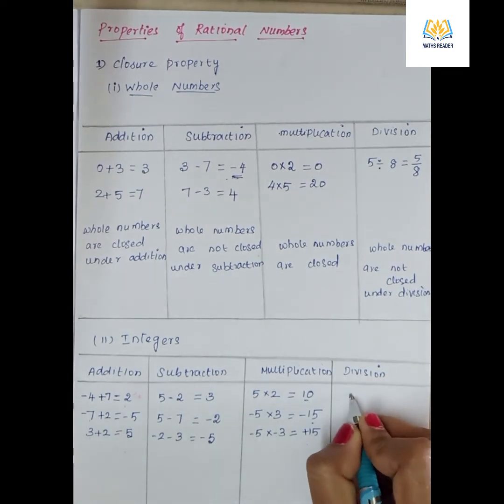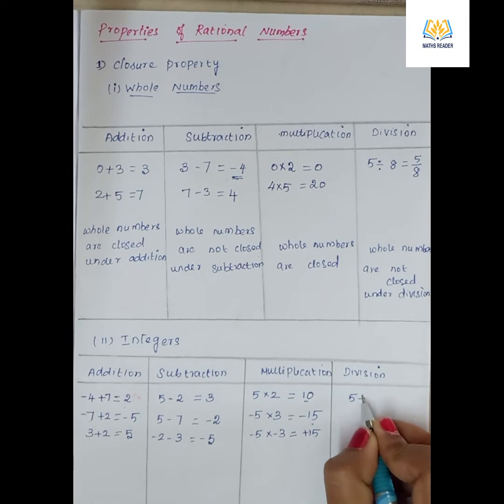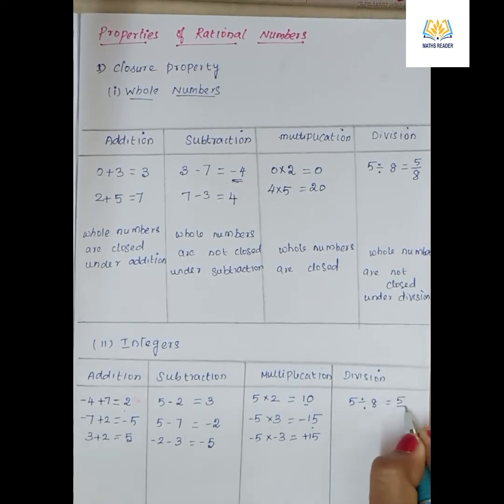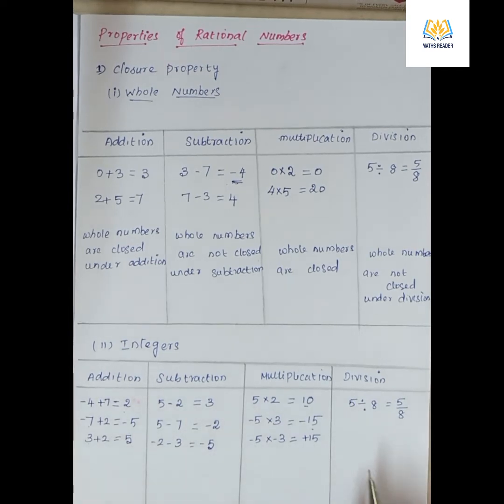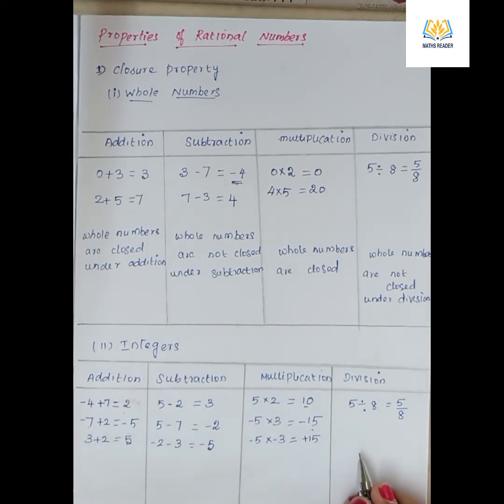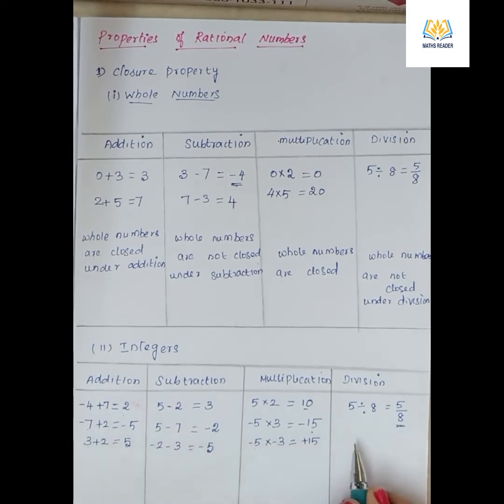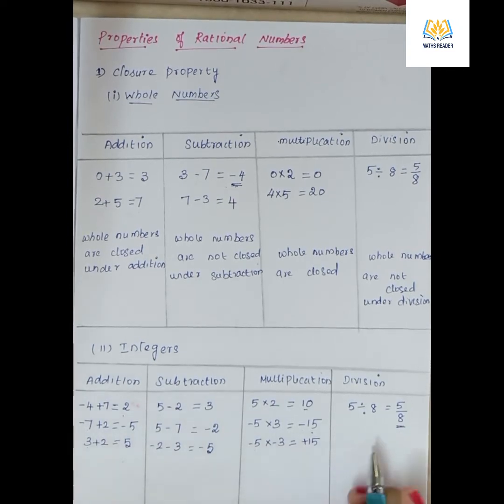Next, division. 5 divided by 8. This gives us a rational number. So this does not satisfy the closure property because 5 by 8 is not an integer. This is a rational number. So integers are not closed under division.